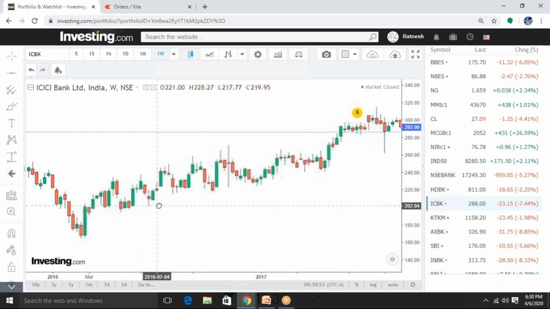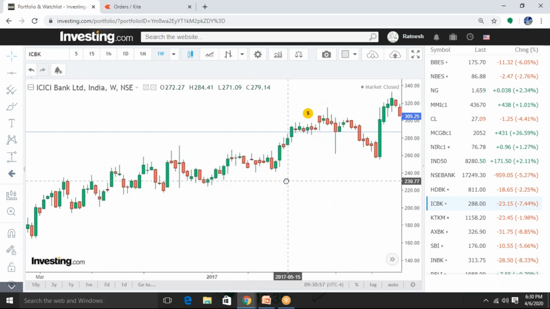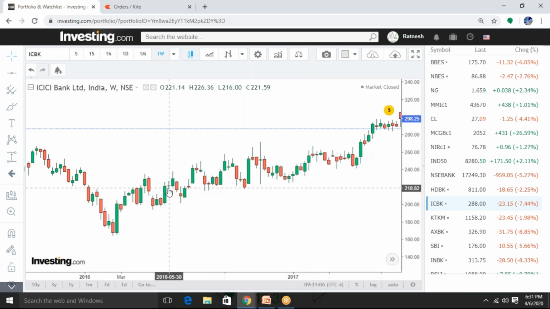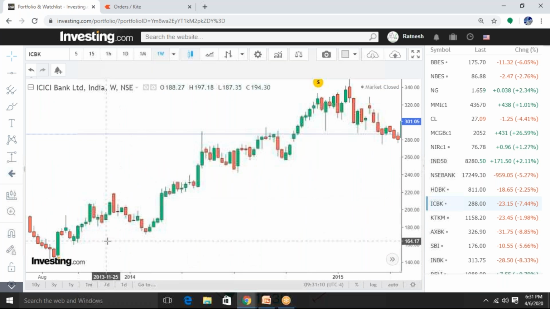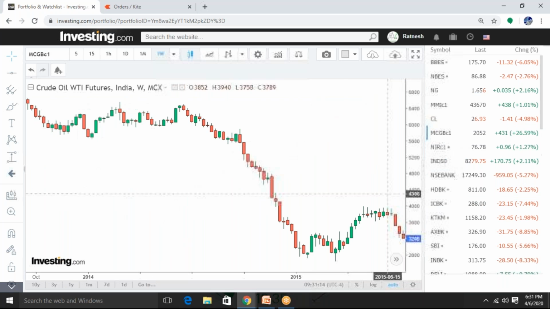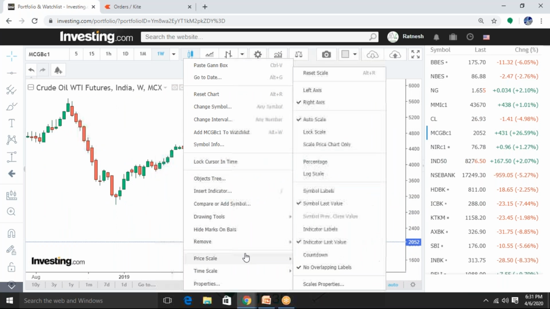Sir, in shooting star also do they require a gap up or gap down opening in the next candle? It's not like that. For shooting star, no such condition is there. Okay, a few examples were there. You can observe them in live markets also. Currently the live market is running. Let me try to find a few patterns.